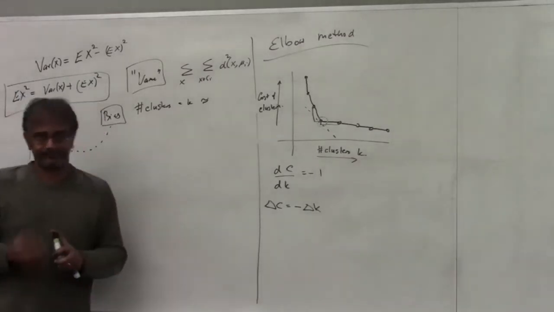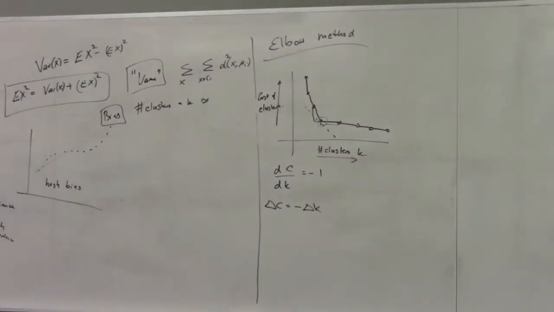This is the elbow method. You'd be surprised how many papers basically do this.